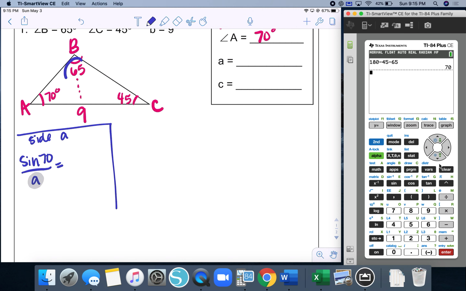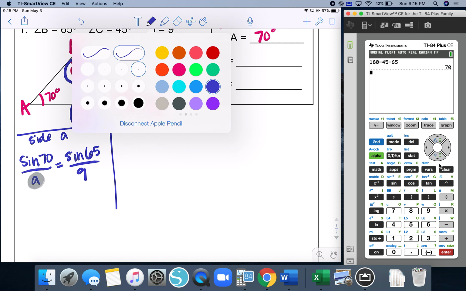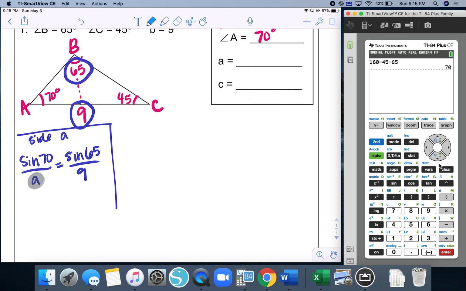If you notice, for B, I know the angle and the side. So I would be able to say sine of angle B over side B. And again, notice I only have that one unknown. If I used angle C or side C, I would have gotten stuck because I would have two unknowns. So to solve for A, we cross multiply.